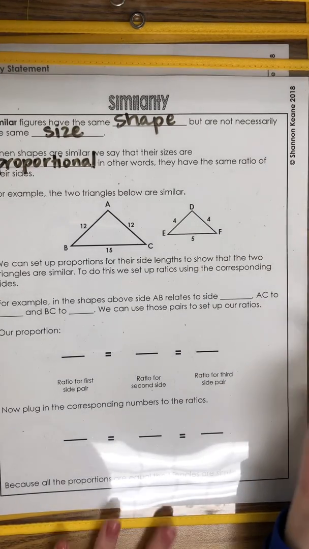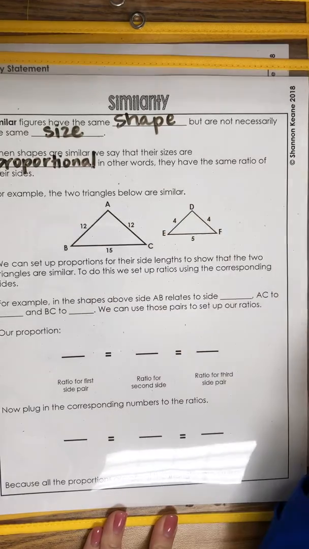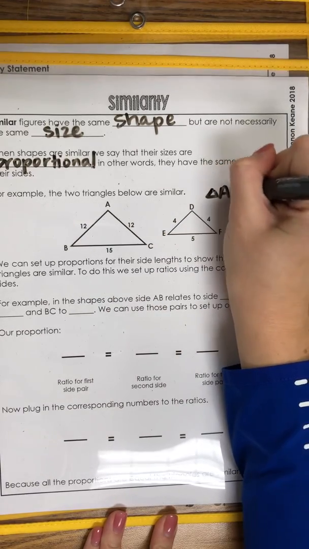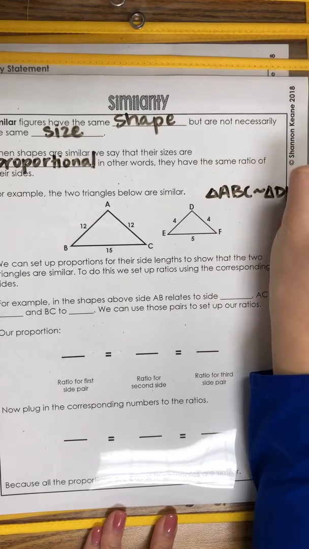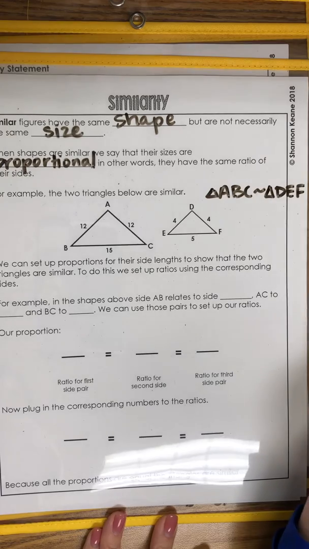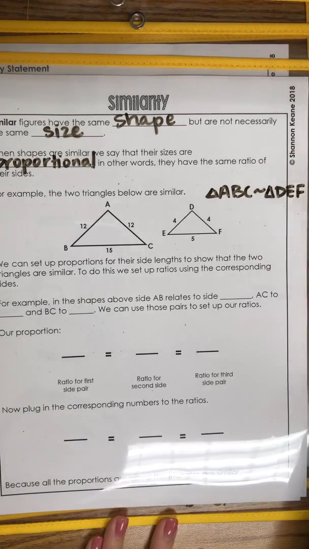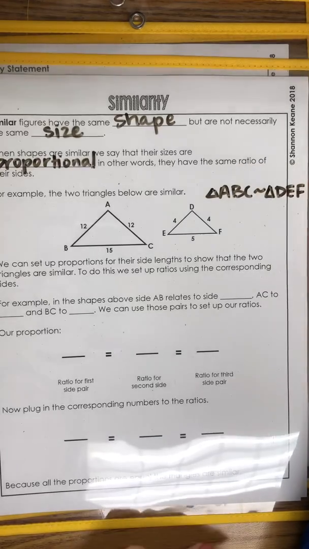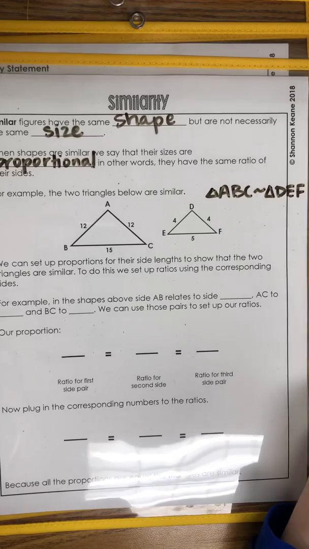So we can look at these two triangles below that are similar. So we can say triangle ABC is similar to triangle DEF. And this little squiggly line is just telling us that they are similar, which means their sides are proportional. We can set up proportions for their side lengths to show that two triangles are similar.